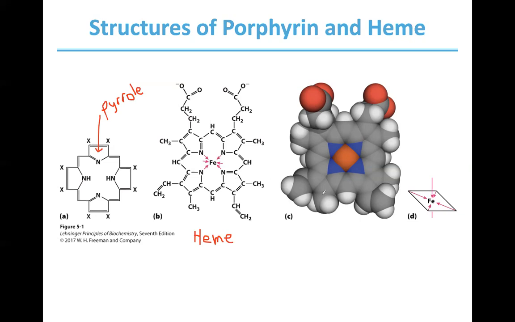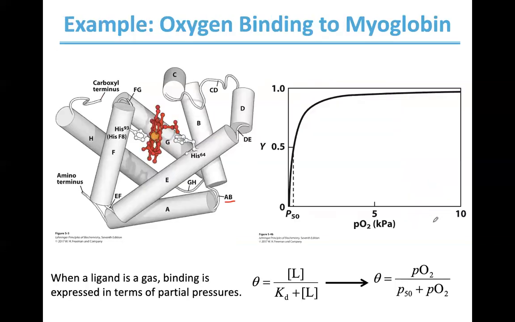And you can see what happens here. So if there are four nitrogens, one on each of the four corners of the heme, there are two coordination sites, one above the iron atom and one below the iron atom. And so iron will utilize these two to bond with the protein and oxygen. So this is shown here.